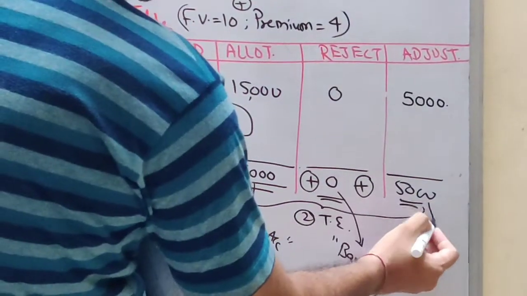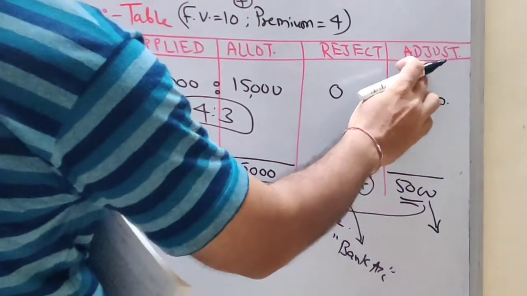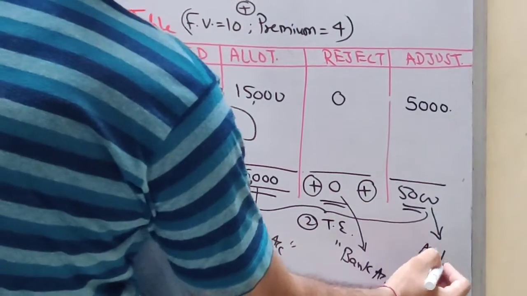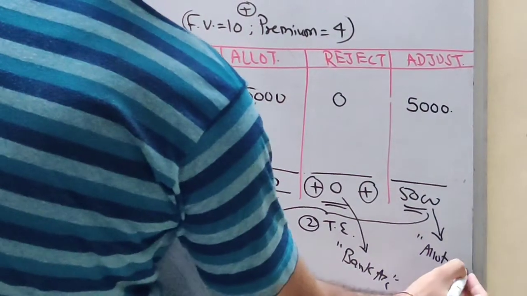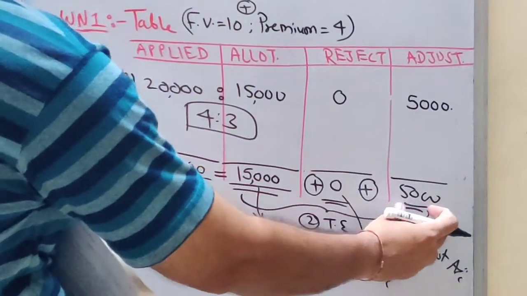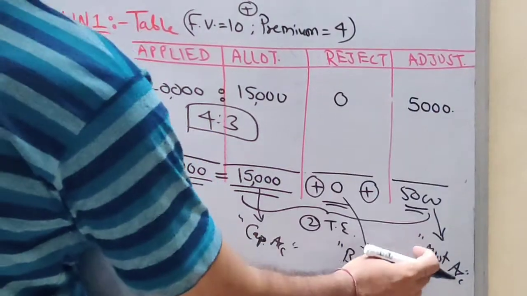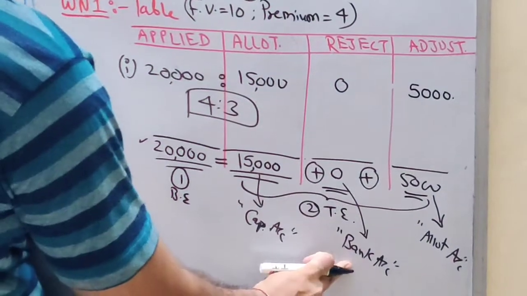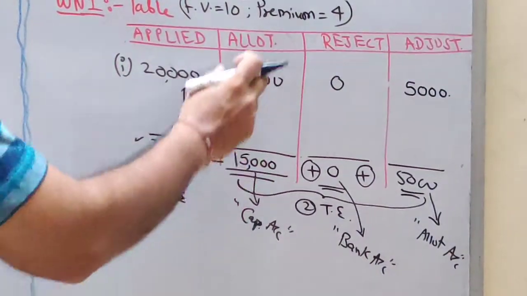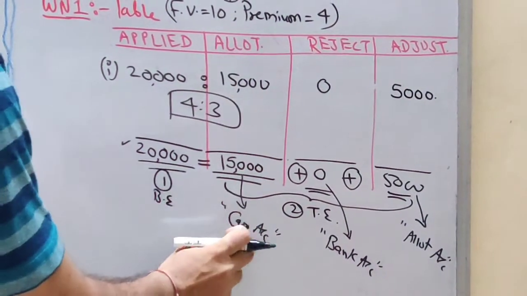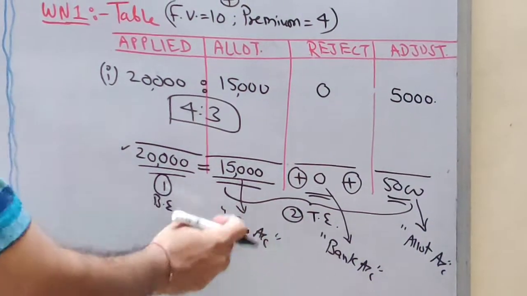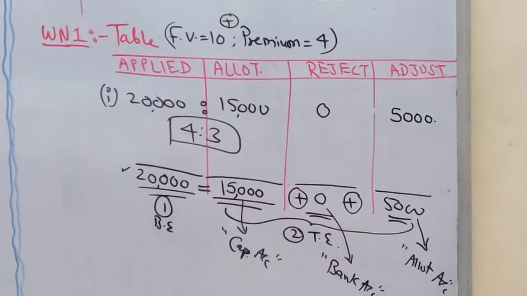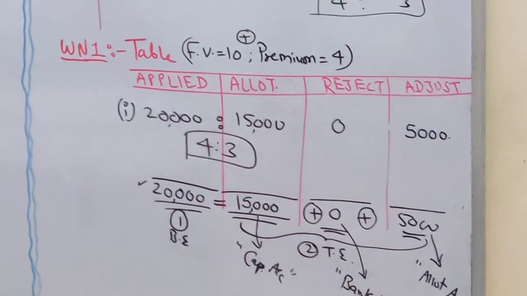And the adjusted number of shares, you are going to adjust against the next installment. So write allotment account. Whatever number you have written in the adjusted column will go in the allotment account. Rejected will be refunded, so will go in the bank account. Allotted will go in the capital account. Since we have allotted, this is capital money. I hope I am clear with this. Okay. So let's write this down now.